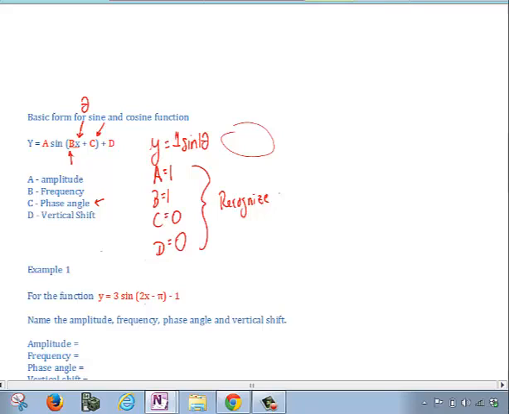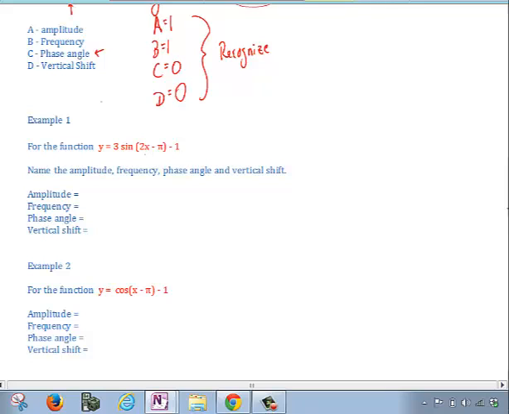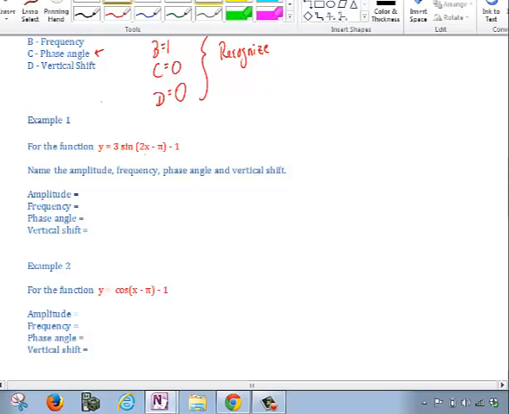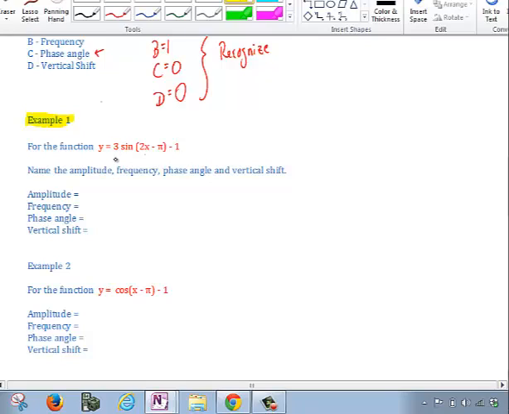Because before we explain what the coefficients do, we really want you to recognize what they are and if they are in the equation. So we have some examples. If you look at example 1, I'll do this one with you. If you look at example 1, it says, for the function y equals 3 sine of 2x minus pi.